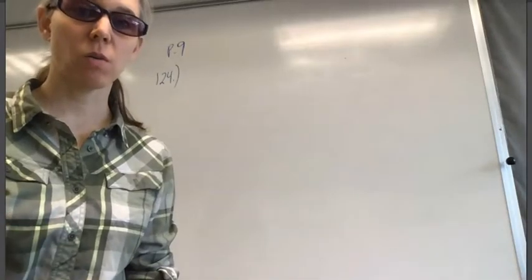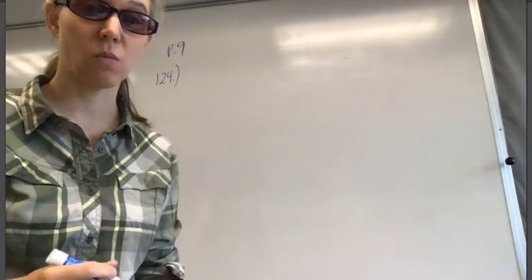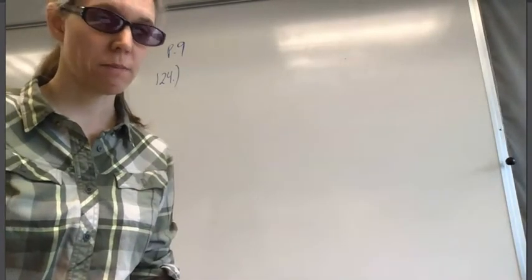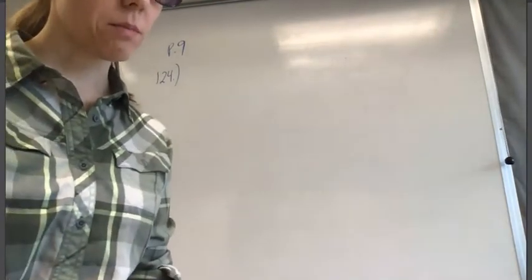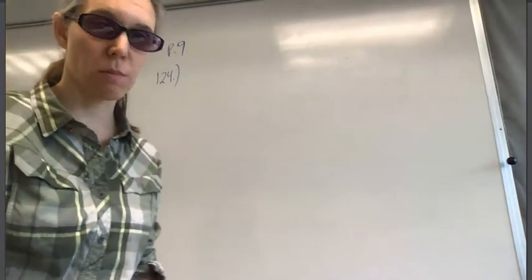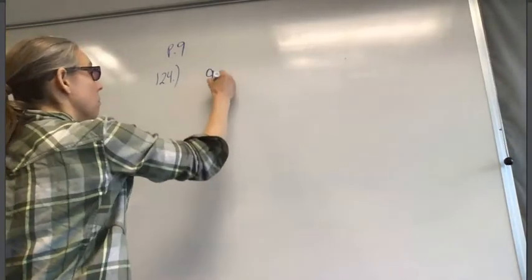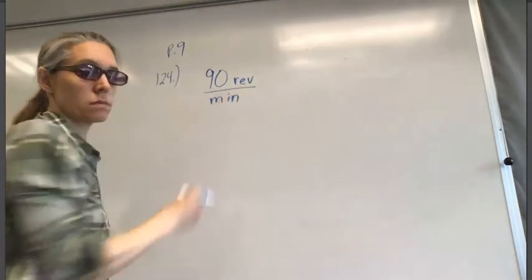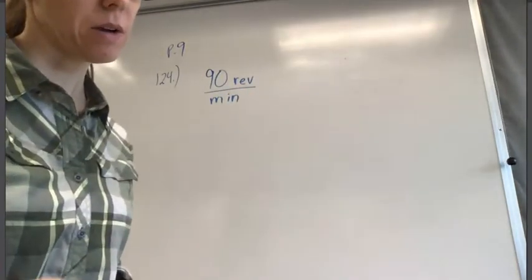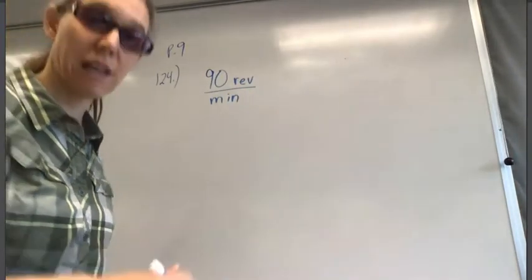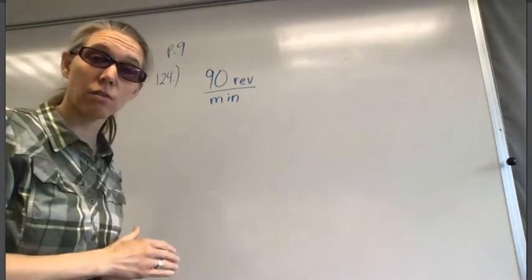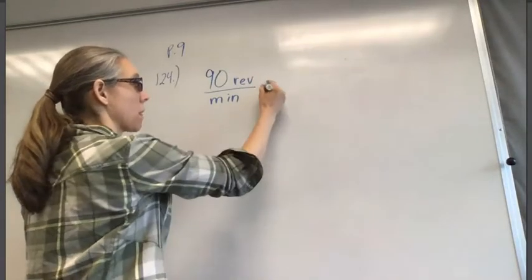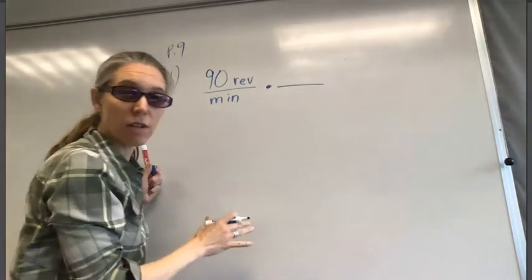Next, quickly, I want to work through 2 word problems from section 1.1. One is 124. This is on page 9. It says, a windmill makes 90 revolutions per minute. How many revolutions does it make per second? So this is a unit conversion from minutes to seconds. What we want to do is multiply by a unit converter.